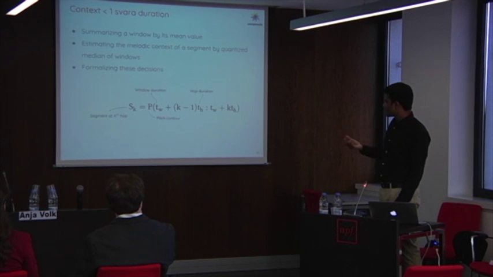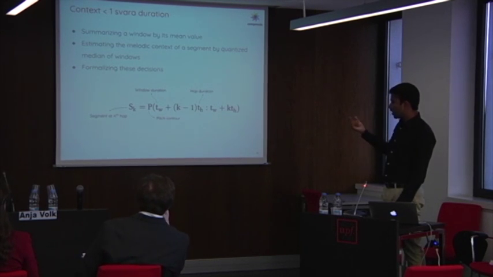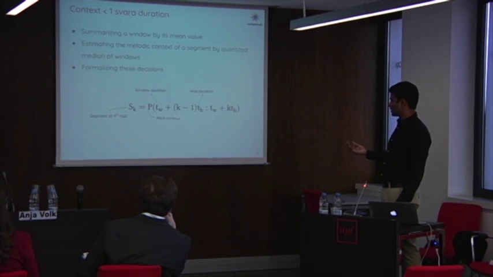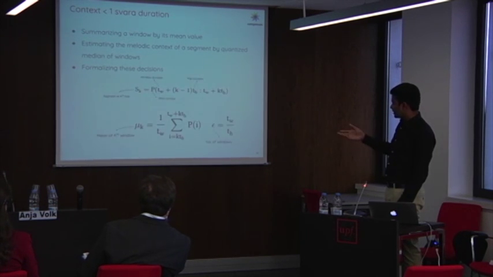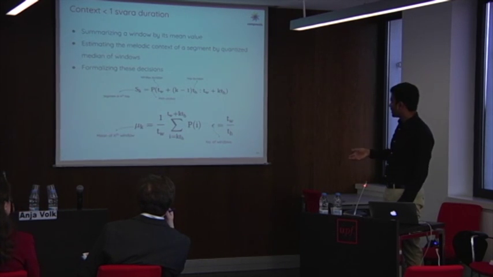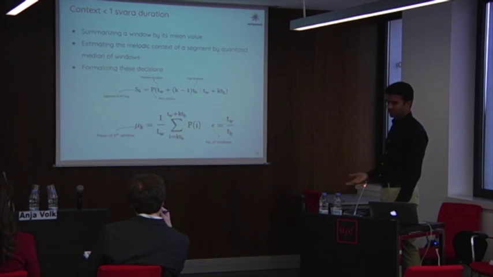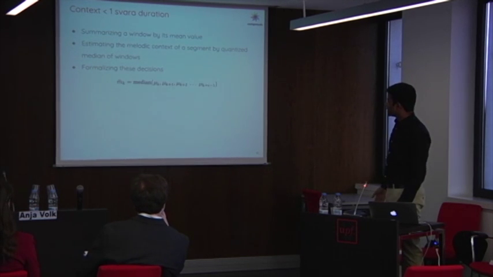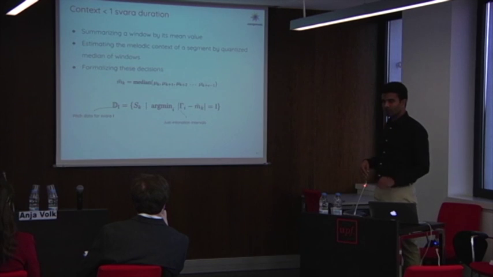So we just formalize this method. Each segment will be of the length of the hop duration, and we define the segment using both window duration and hop duration. Then we get the mean values of the windows that engulf the segment, and the total number of windows is basically the window length divided by the hop length. Then we get the median for all the segments, and distribute the pitch for each of these swaras.